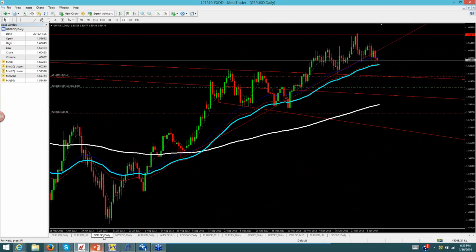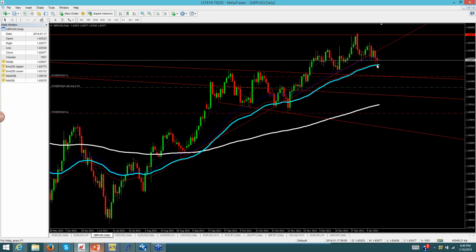Okay, having said that, let's take a look at our pound dollar. So pound dollar, again, we had a sell bias yesterday. As you can see here, we did have a sell-off. We had an open at 1.6369. Price dropped to 1.6314. That's a 55 pip drop, and there's plenty of profit there to be had.